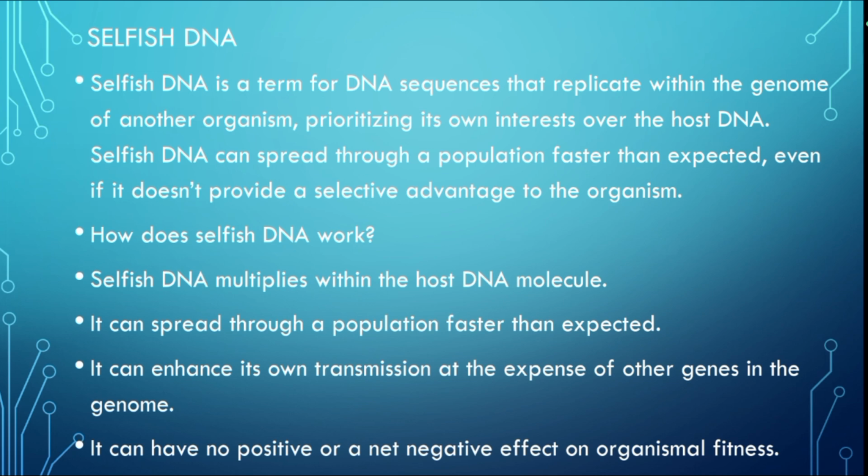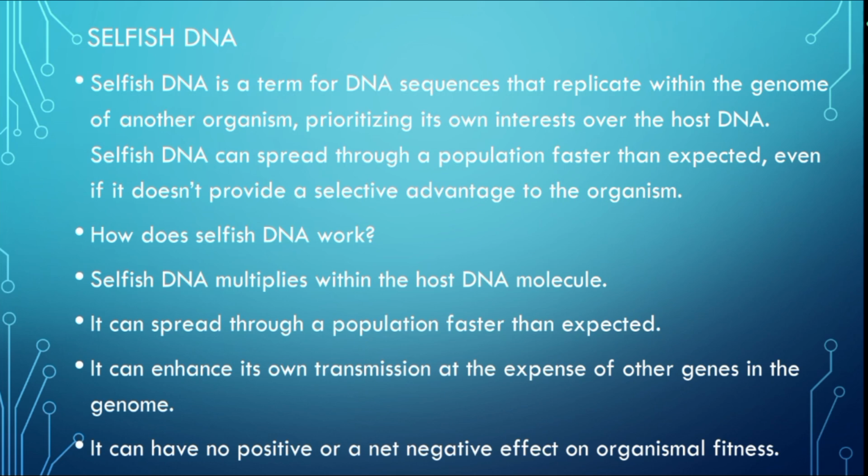Another type of DNA is selfish DNA. Selfish DNA is a term for DNA sequences that replicate within the genome of another organism, prioritizing their own interest over the host DNA. Selfish DNA can spread through a population faster than expected, even if it doesn't provide a selective advantage to the organism.